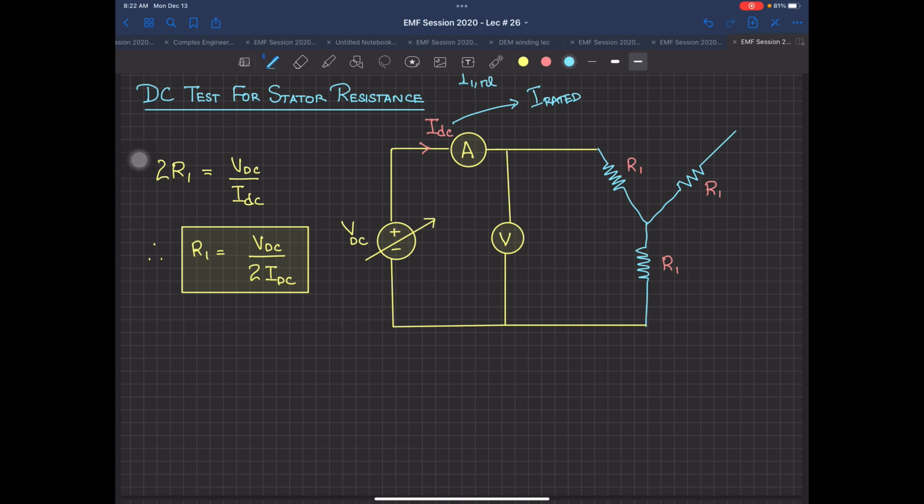This is very important. Since you are applying DC, the motor is not going to run, because it produces a static magnetic field inside your windings. It is not going to produce a revolving magnetic field, so the rotor is not going to have any effect. The rotor is not going to have any EMF also, nothing. The only current you are applying flows through R1 to R1 and returns back. So very simply, VDC divided by IDC is going to be the sum of these two.